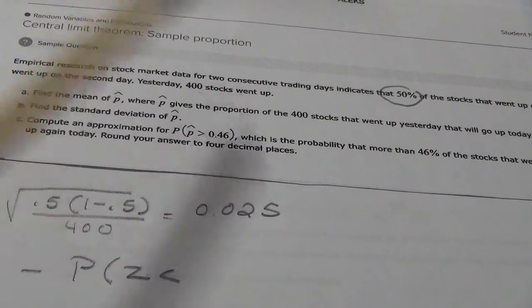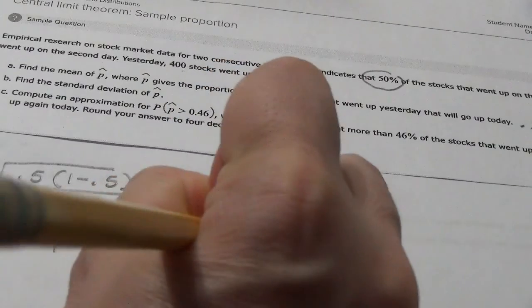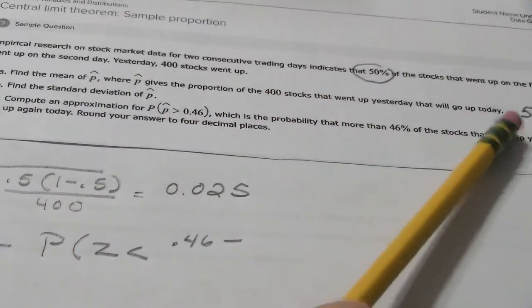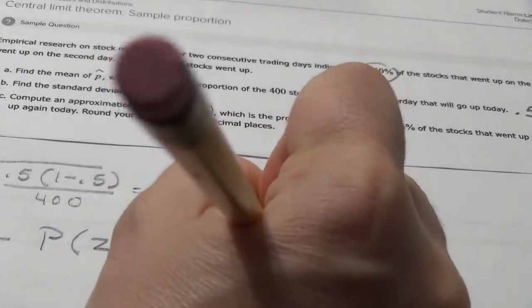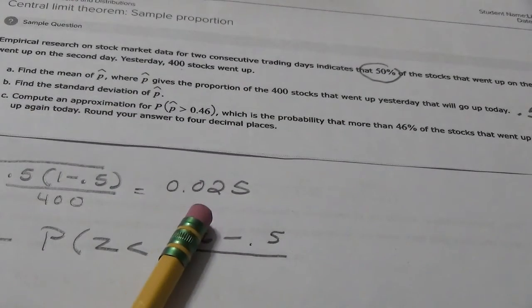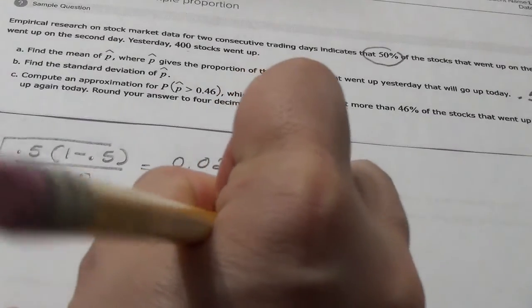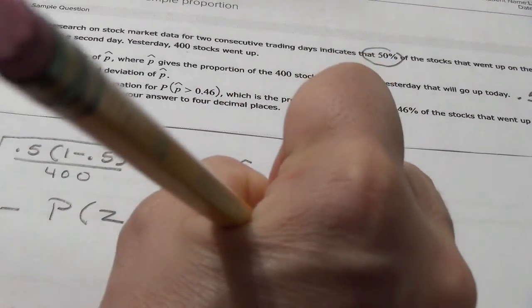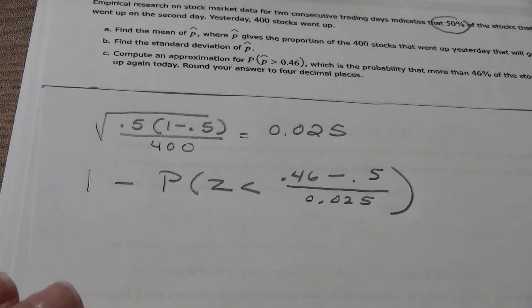P hat, which is going to be the 0.46, minus the p-value, which was the 0.5, the 50%, over the standard deviation, which was the answer to part B, 0.025. So I'm going to see if I put that in the Alex calculator, if I can do that all at once. I think I should be able to.